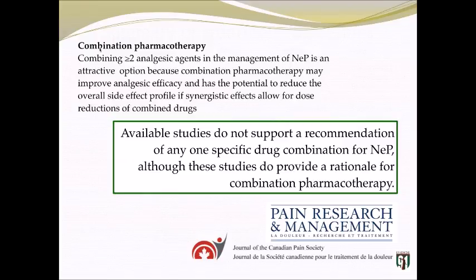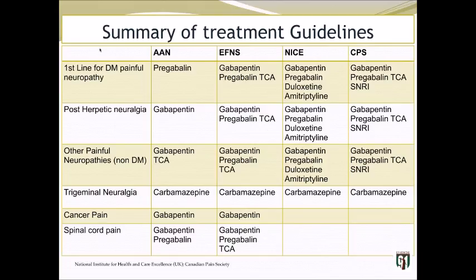So this is just a summary of the treatment guidelines from the American Academy of Neurology, the European Federation of Neurology, the National Institute for Health and Care Excellence from the United Kingdom, and the Canadian Pain Society. So first line for diabetic painful neuropathy, we have pregabalin for the 4 societies. Then we also have gabapentin, duloxetine, and amitriptyline. For post-herpetic neuralgia, it's gabapentin for all 4. Then we also have pregabalin, duloxetine, and amitriptyline.